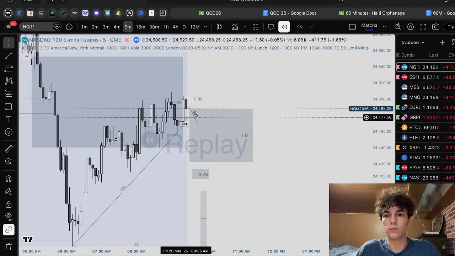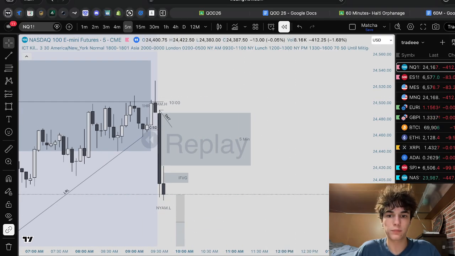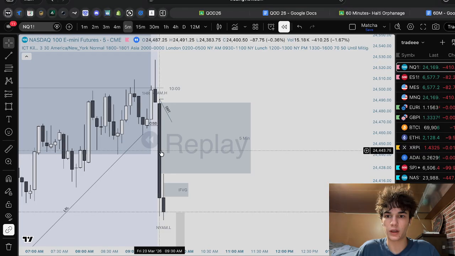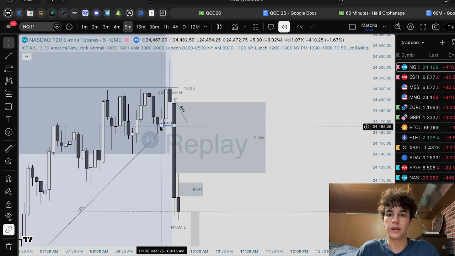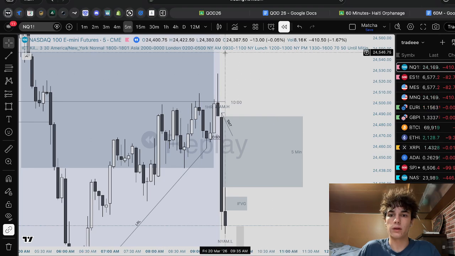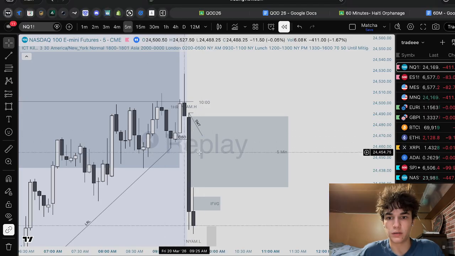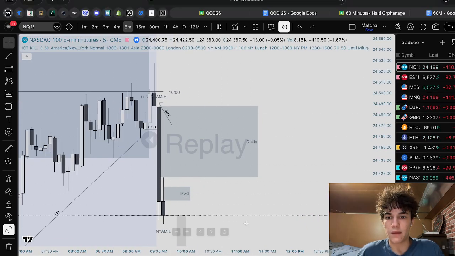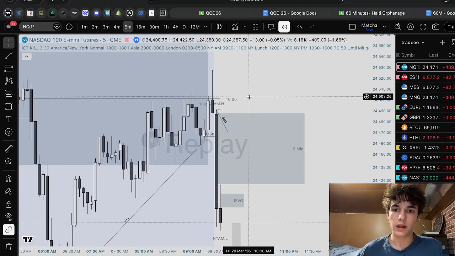And so this is the last leg before manipulating up here. And then we dump off during market open right here. So this is 9:30, and we dump during market open. And then after that, we create our change in state of delivery right here. So we have our 1 hour high time frame fair value gap right here. We have our change in state of delivery on the 5 minute here. And then we have our 5 minute fair value gap that gets sponsored by the 1 hour fair value gap.